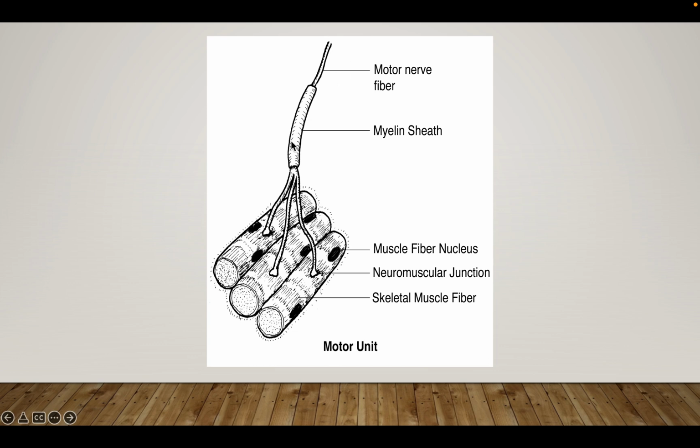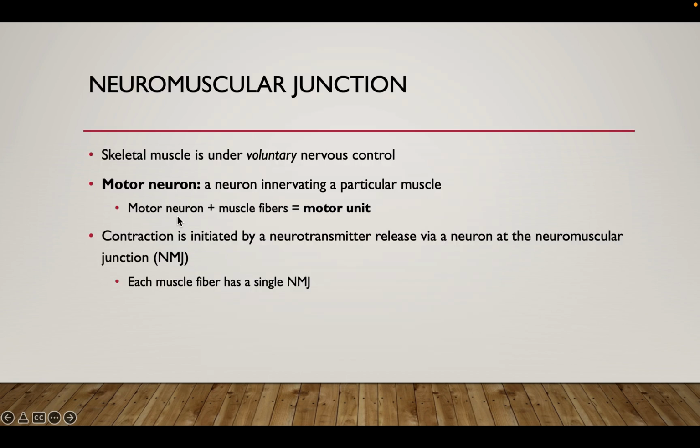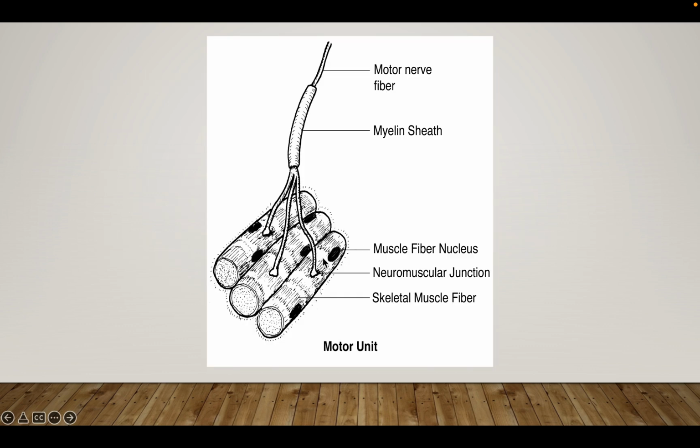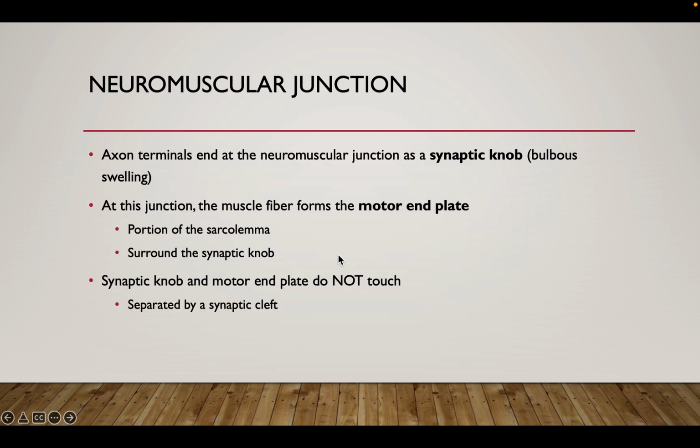So here we see a motor neuron. Here we can see axon terminals coming down and innervating one muscle fiber, another muscle fiber, and another one here. Each of these is a motor unit, the neuron that it is innervating, as well as the individual muscle fiber. So here's an individual motor unit.